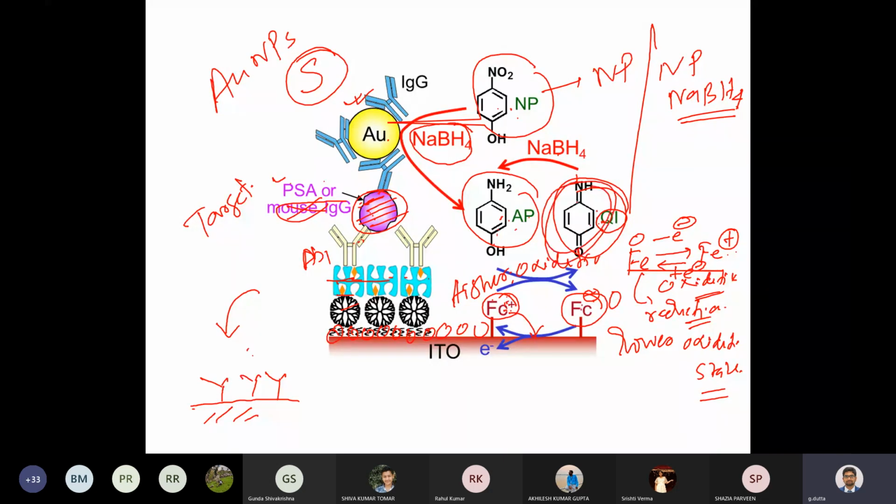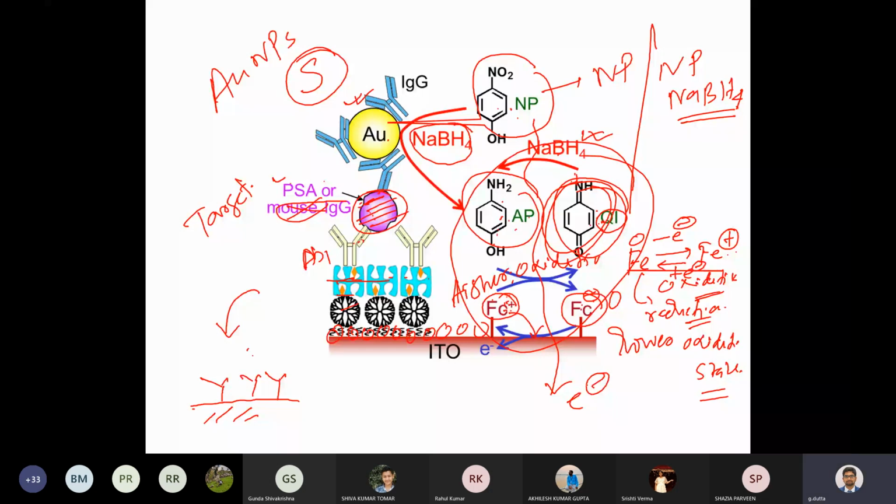And this form again will react with sodium borohydride. So this is basically a cyclic reaction. So why do we need this cyclic reaction? Because of this cyclic reaction, the electron transfer rate from nitrophenol to this surface, that electron transfer rate will be enhanced.